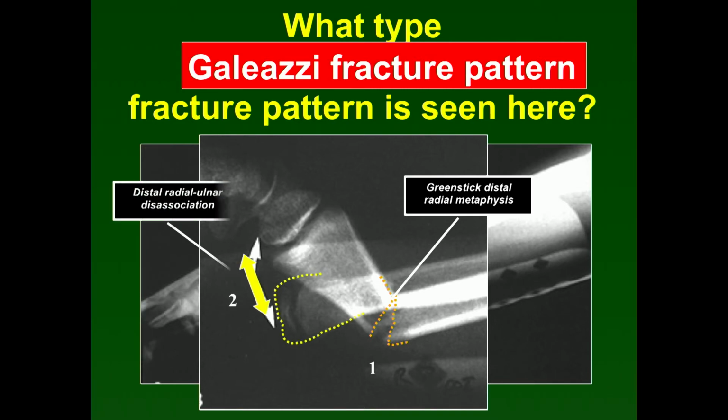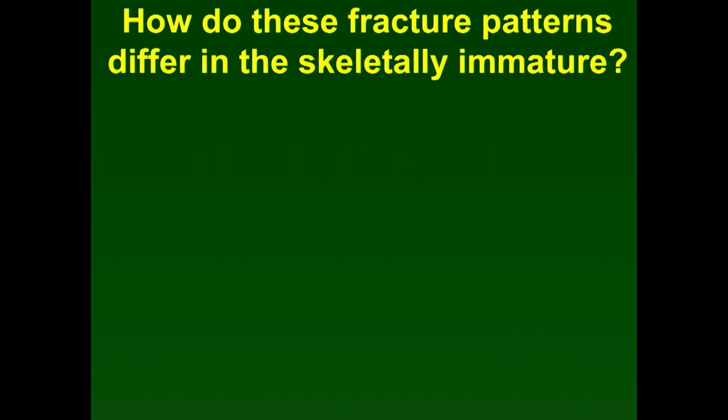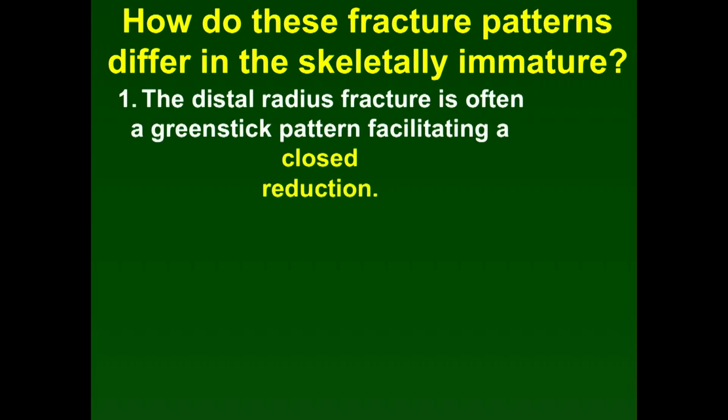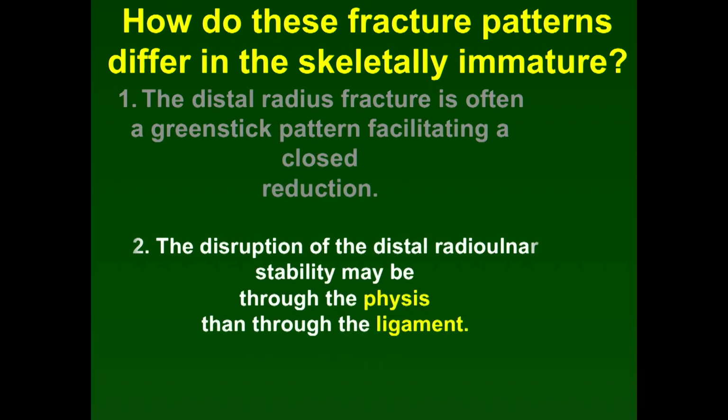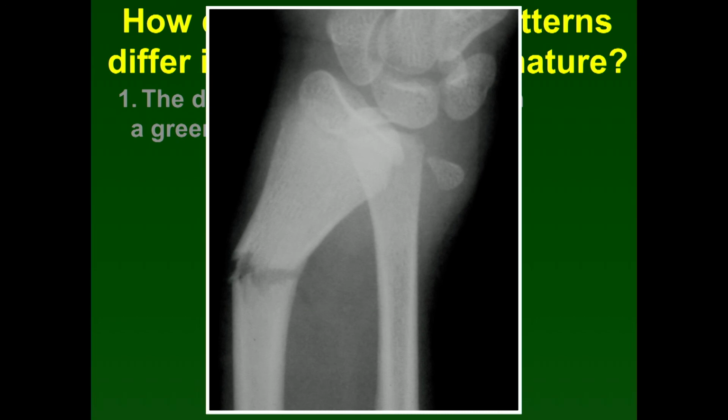And so what's happened here? You've got distal radial ulnar dissociation. So how do they differ in the skeletally immature? Have you seen Galeazzi fractures in adults? Yeah. And what do you usually have to do for all those? Operate. Well, the distal radius often is a greenstick fracture, and so you can do a closed reduction. Or in the distal radial ulnar joint, it may go through the physis rather than through the ligament. So like in this one, you can see that the physis is off. This is a type 1 physeal injury.